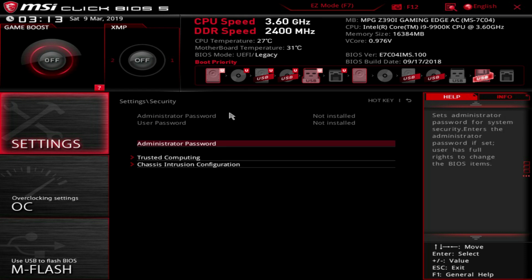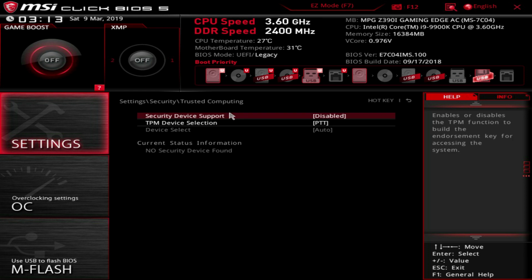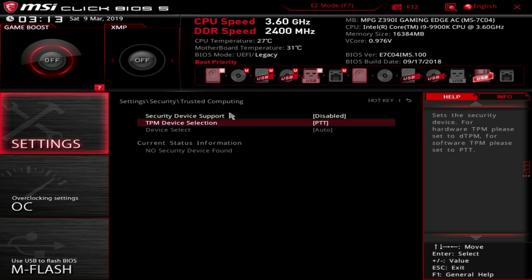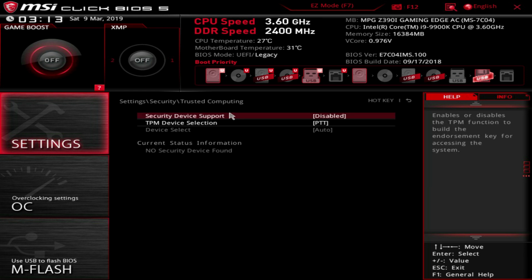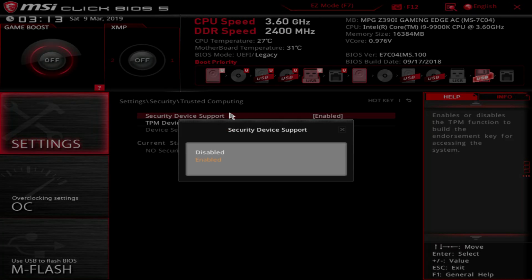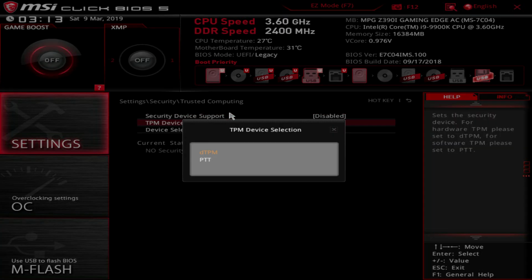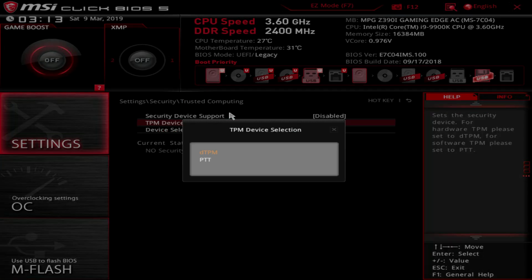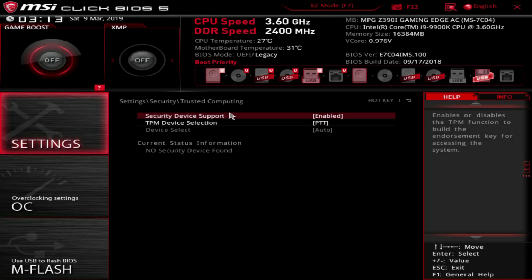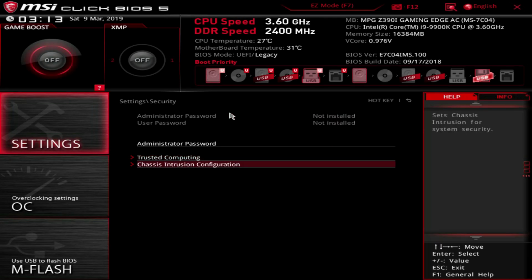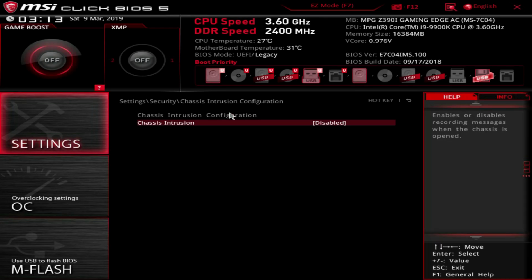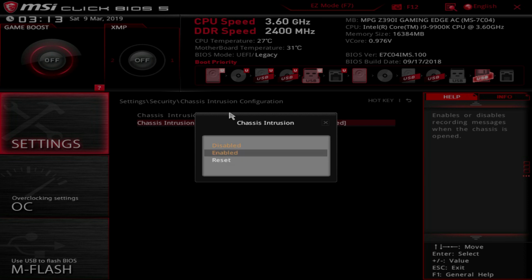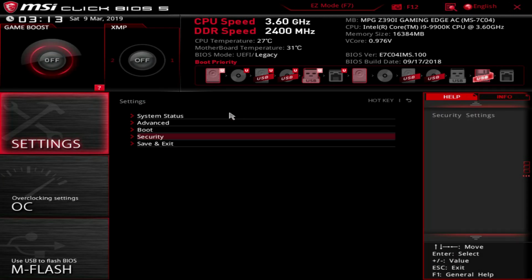Then we have some security settings, so you can set a password for the BIOS, trusted computing, which I've never messed with, so I don't know anything about this part of the BIOS. So, yeah, not going to be much help here. Those are the options that exist. And then you have chassis intrusion, which is for detecting if somebody opened the case, if you have that set up, which I've never messed with, so I'll just leave that disabled.